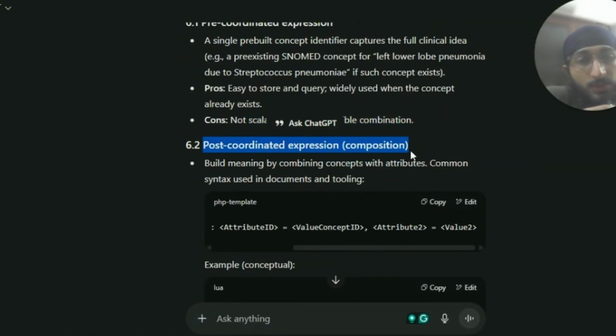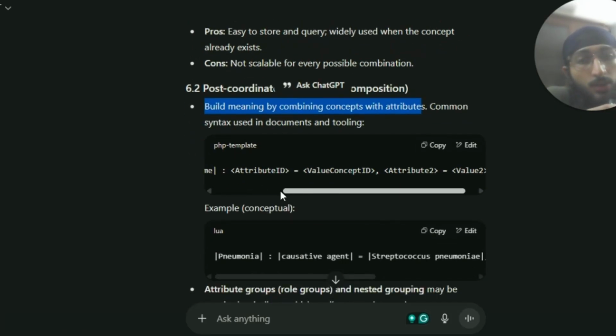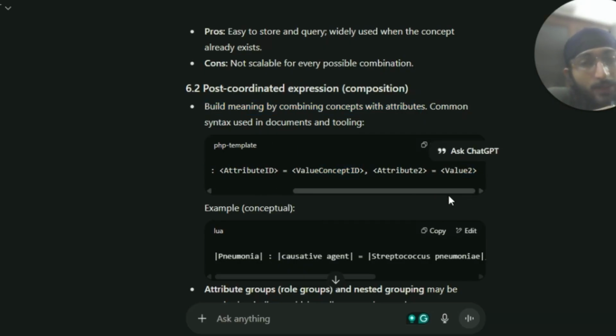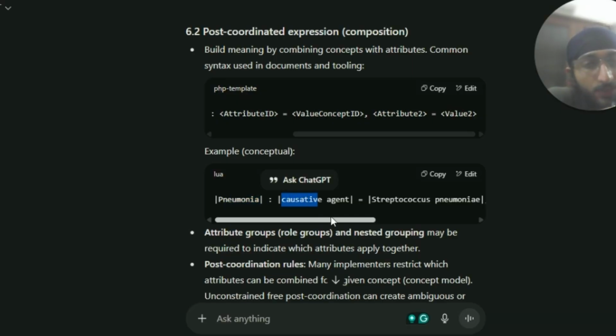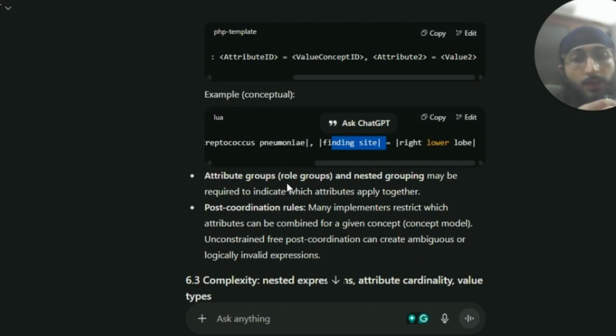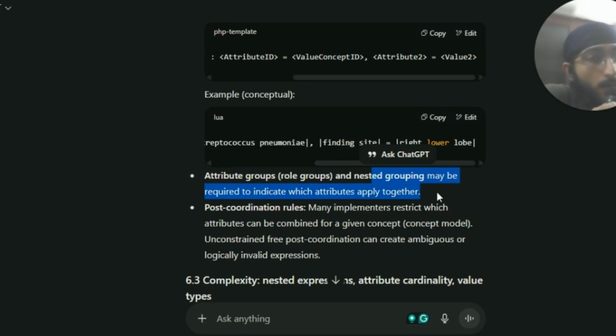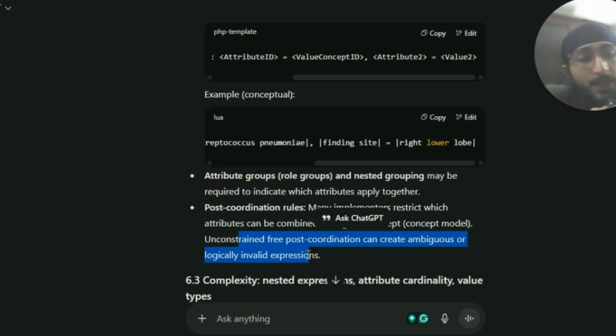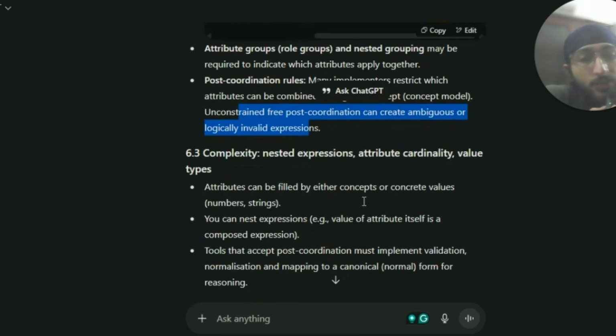While a post-coordinated expression is a composition of multiple concept IDs, and we build meaning by combining concepts with attributes. So this is the common syntax used: concept ID, concept name, attribute ID, value concept ID, attribute 2, value 2. So pneumonia, causative agent, streptococcus pneumoniae, finding site, right lower lobe. And attribute groups, role groups, and nested grouping may be required to indicate which attributes apply together. As for post-coordination rules, many implementers restrict which attributes can be combined for a given concept. Unconstrained free post-coordination can create ambiguous or logically invalid expressions.